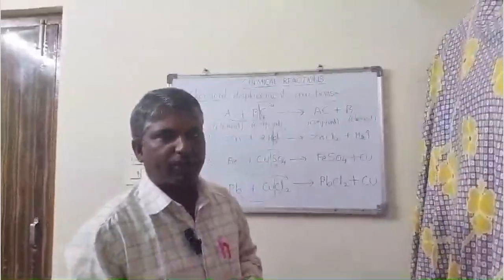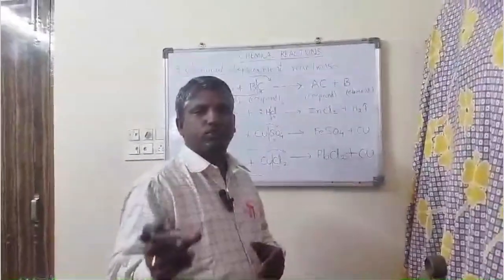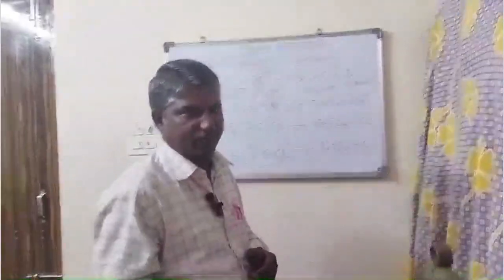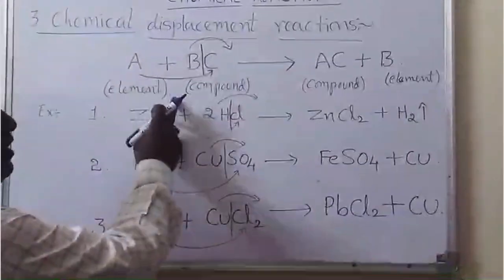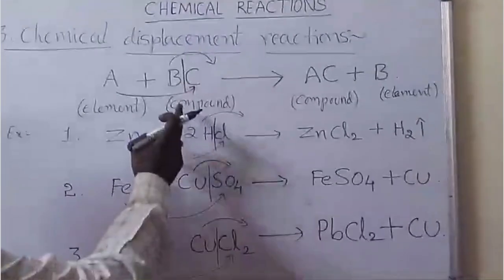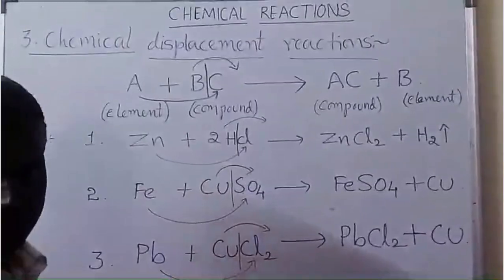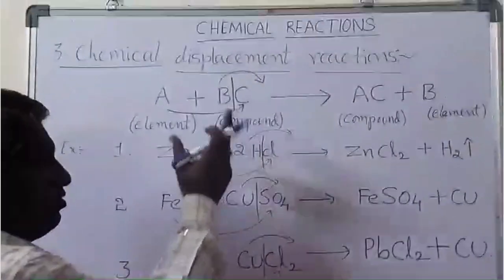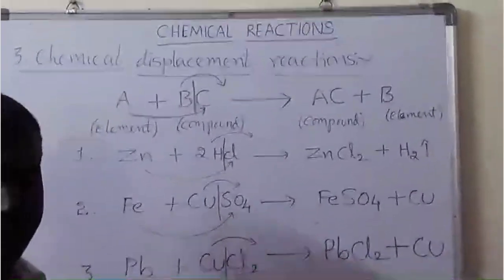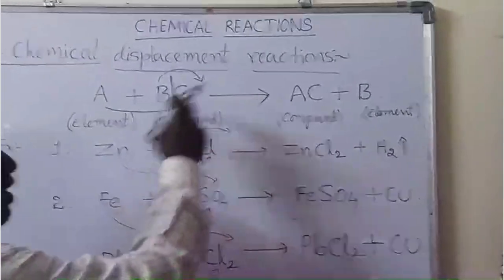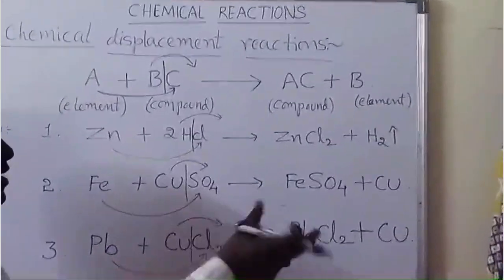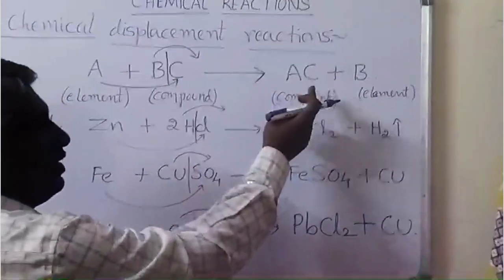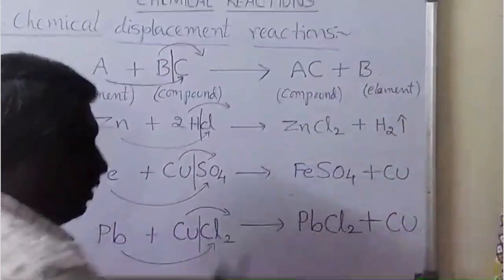We can express a chemical displacement reaction with one simple general equation. Just observe it. A plus BC, where A is acting as an element and BC is acting as a compound. If A plus BC are the reactants, then they form AC plus B. Here in AC plus B, AC is a compound and B is an element.